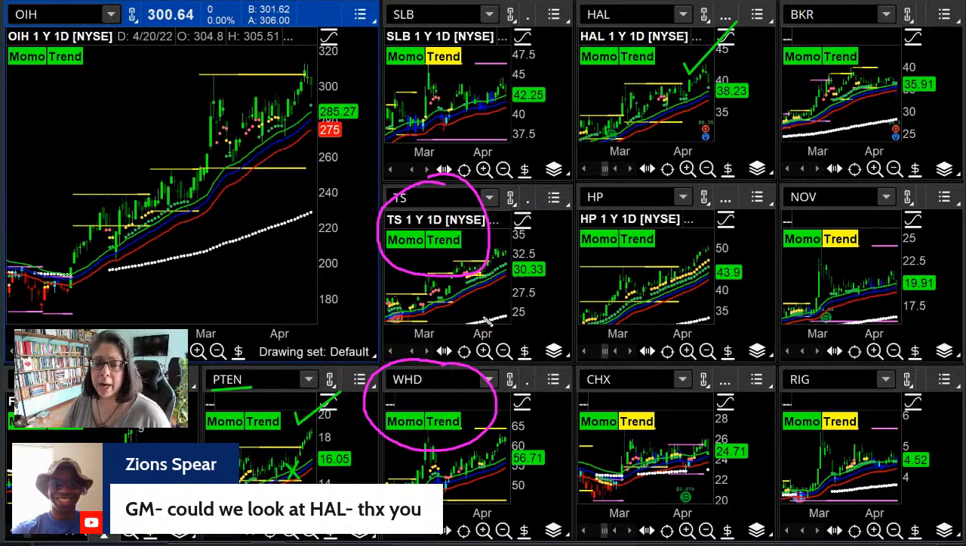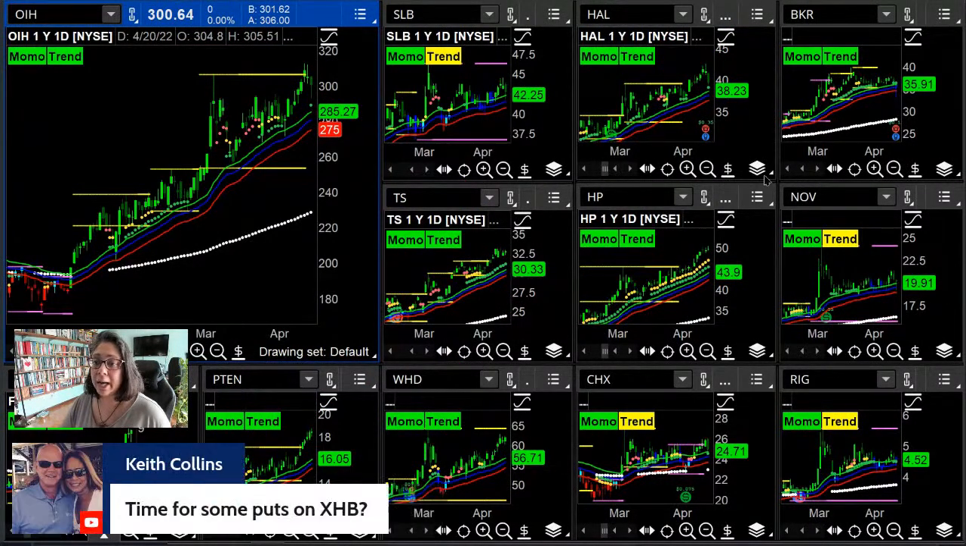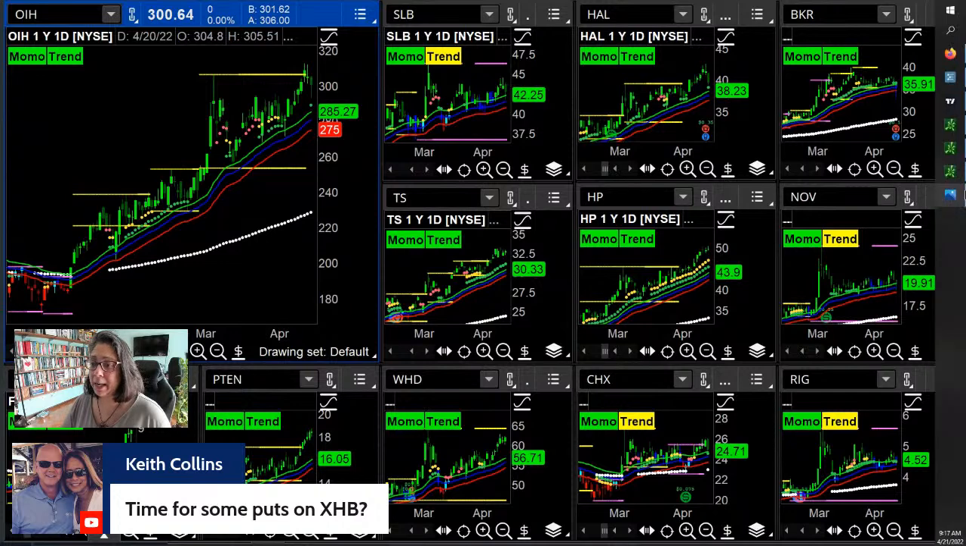Make sure that you have sufficient liquidity, meaning open interest, on some of these names. But yes, Halliburton is plenty liquid, and it is absolutely on the radar. Zions, yeah, it's absolutely on the radar. Is it time for some puts in XHB?